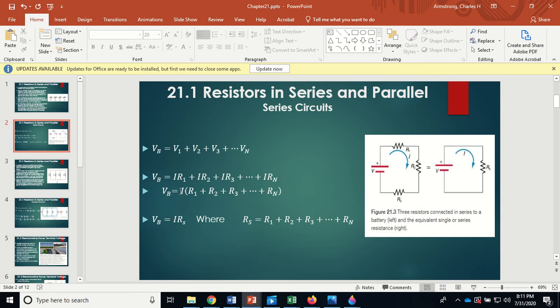So we can factor out the I. So you've got R1 plus R2 plus R3, however many R's you have. So we would say that V battery, the voltage from the battery, equals the current running through the circuit times R series, and R series would be equal to these guys added together. So that's a series circuit.